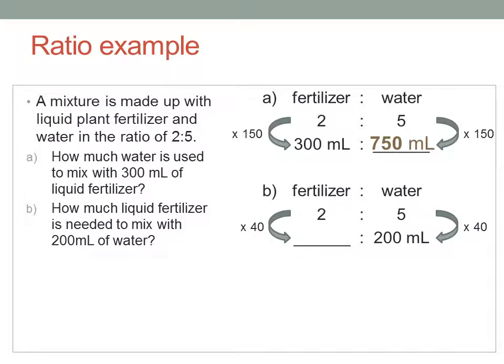Now do the same to the other side. 2 times 40 is 80. 80 millilitres of fertilizer to 200 millilitres of water.